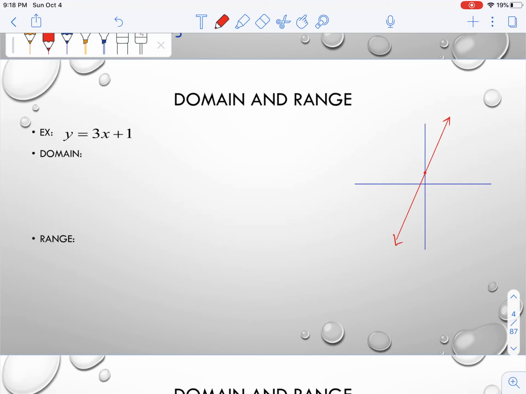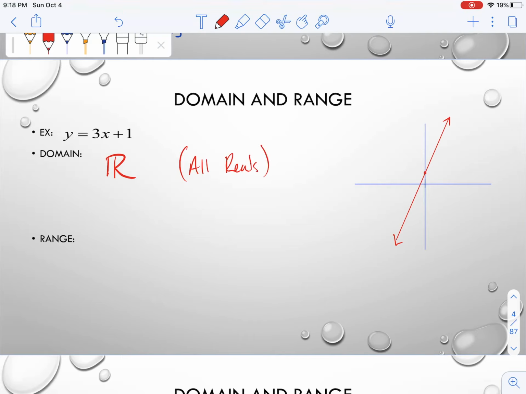Now, I want to ask myself, what x values for my domain do I have? Does this graph continue on in the left direction and in the right direction without ever ending? And in this case, yes, it does. My linear equation is going to continue on in the left and right directions forever, right? So this is going to be all reals, so we can write the capital script R, or we could write all reals or all real numbers.